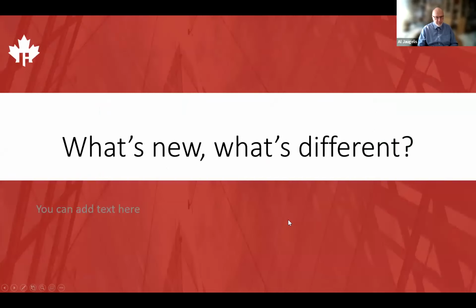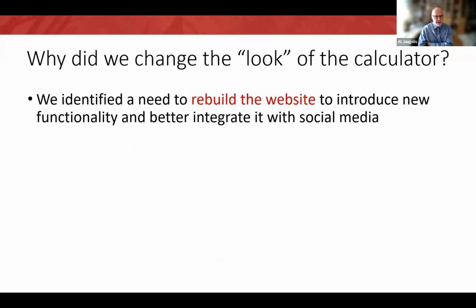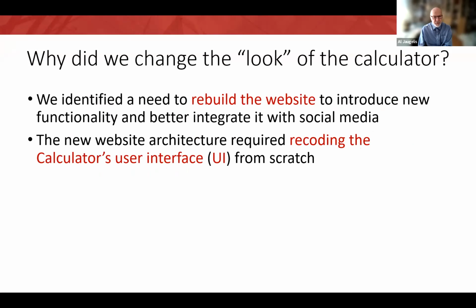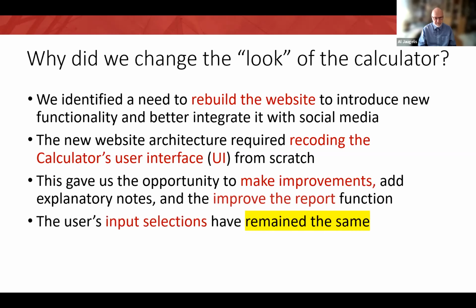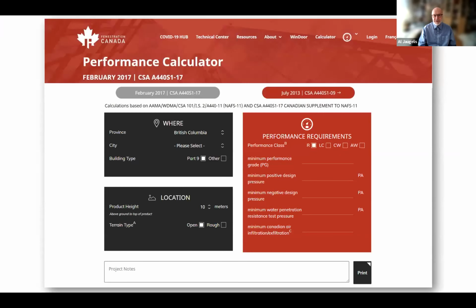What's new and what's different about the calculator? Why did we change the look? Well, it's because we identified a need to rebuild the Fenestration Canada website to introduce new functionality and better integrate it with social media. The new website architecture required us to recode the calculator's user interface from scratch. So the actual calculation engine hasn't changed, but the user interface has. This gave us the opportunity to make improvements, add some explanatory notes, and improve the report function of the calculator. The actual input selections that users are using have remained the same.